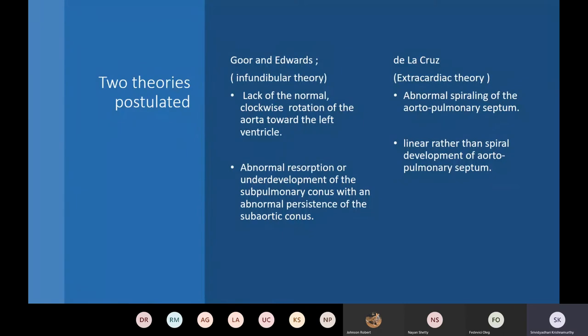So there are two theories that have been postulated in the development of TGA. One of them was by Gould and Edwards, called the infundibular theory. There is a lack of the normal clockwise rotation of the aorta, if you're looking at the heart from above. And they also postulated that there is an abnormal resorption or underdevelopment of the subpulmonary conus, but the subaortic conus completely persists. And that leads to the development of TGA.